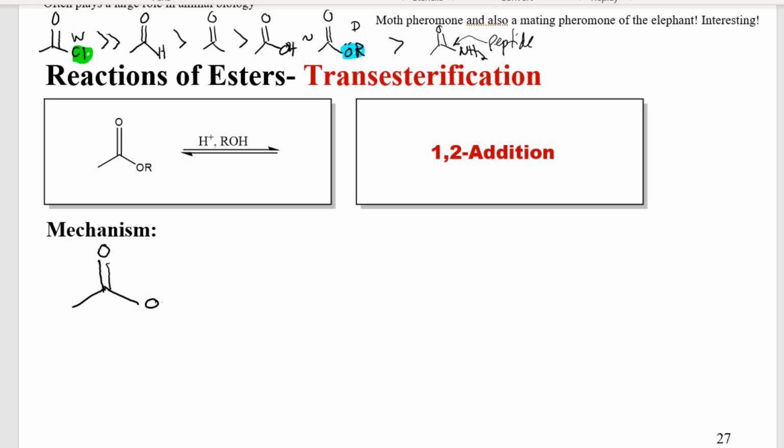So let's say I have a methyl ester, and I react it under acidic conditions with ethanol. Again, notice I'm going back to those reversible equilibrium arrows, because I can control whether I want to drive it in one direction or another. So I'm going to drive the alcohol, the ethanol, on, which means I'm going to drive this methyl oxygen off as methanol. And we do this first by activating the carbonyl using acid-base chemistry.